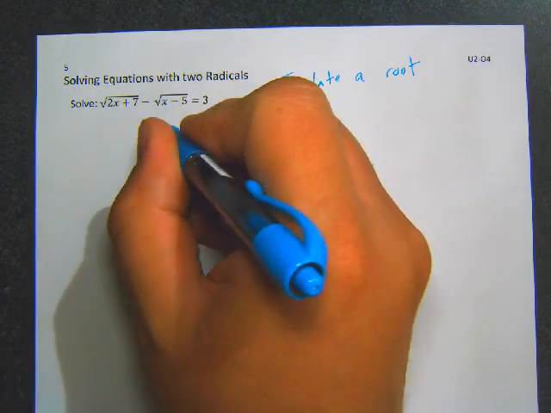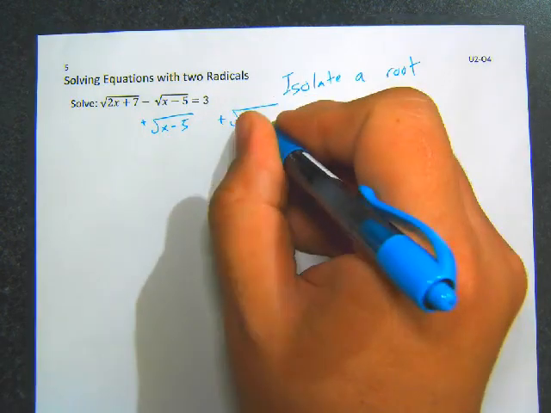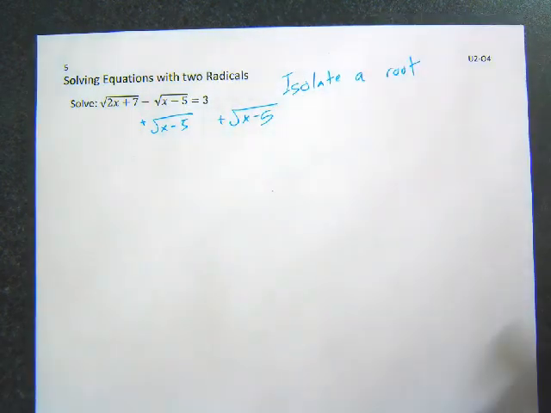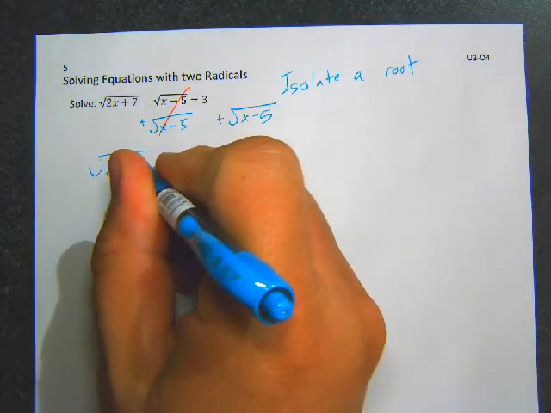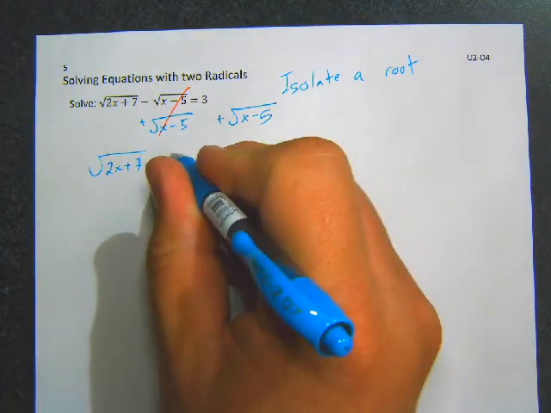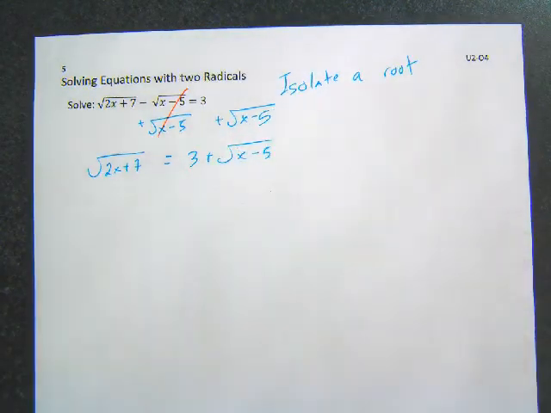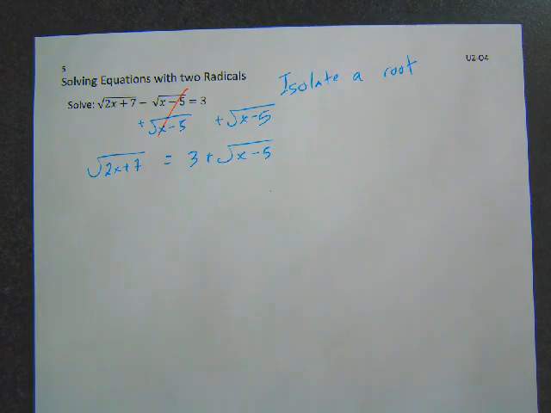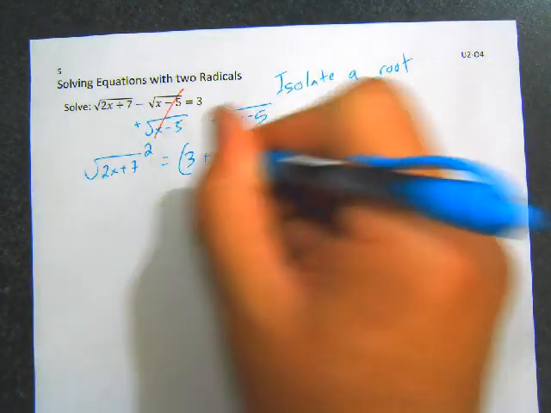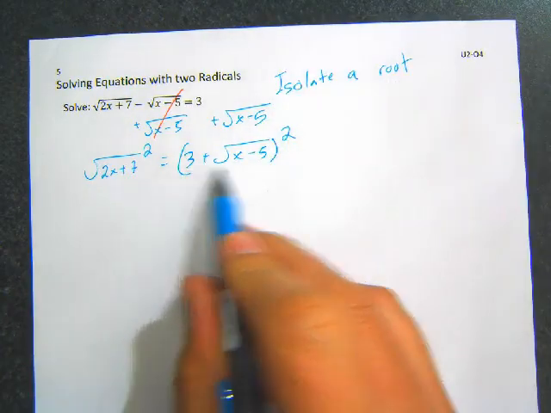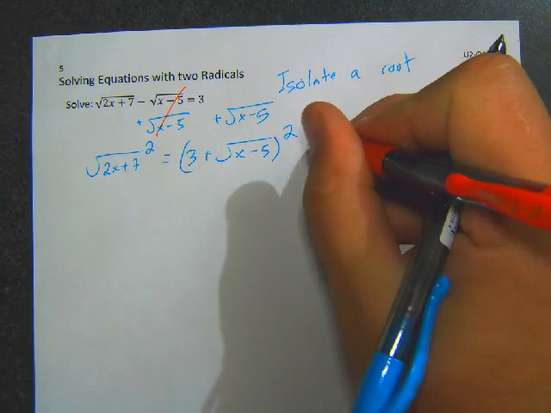So we're going to add to get rid of it. And of course, we have to do that to both sides. That's how we ended up with that on the other side. So we'll get rid of this one, so we can get the root 2x plus 7 by itself equals 3 plus root x minus 5. Okay, so once you get a single root by itself, then we'll square both sides. Since there's two things on this side, we do have to use parentheses, and we do have to FOIL on this side.